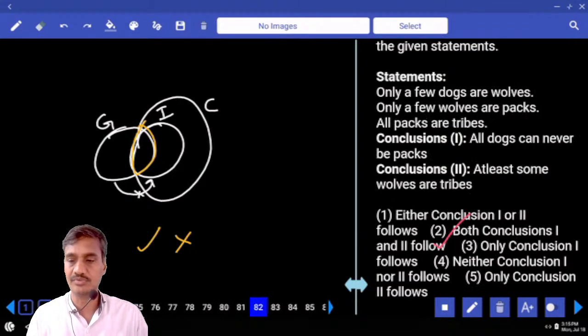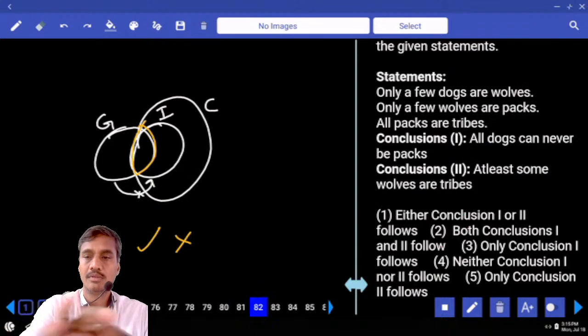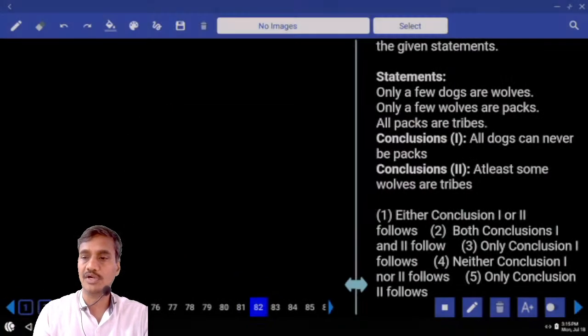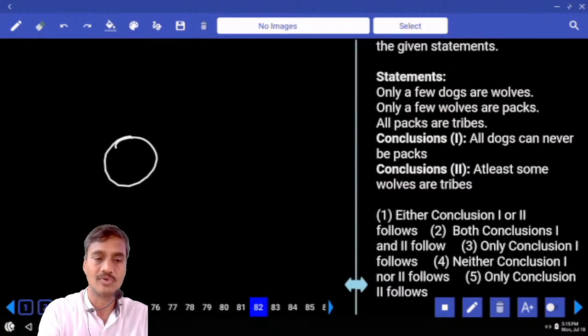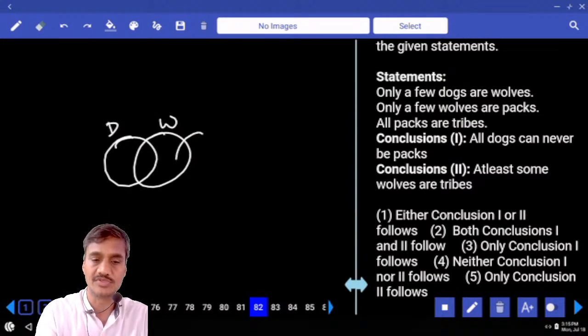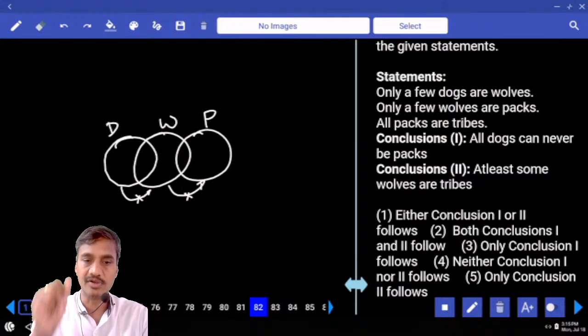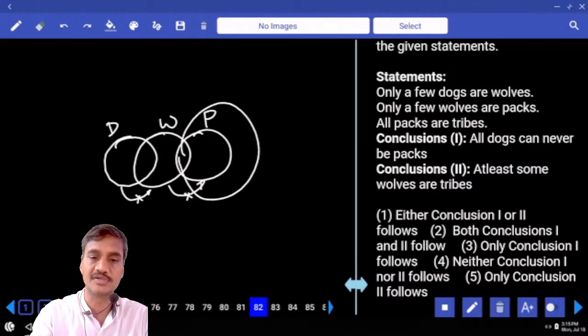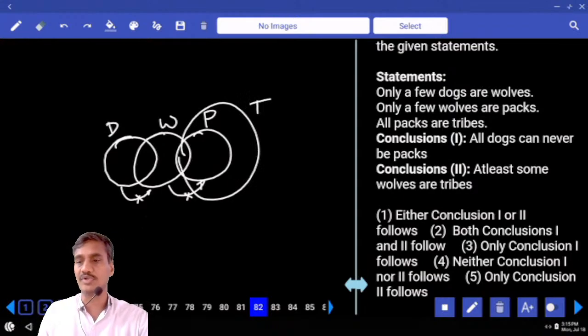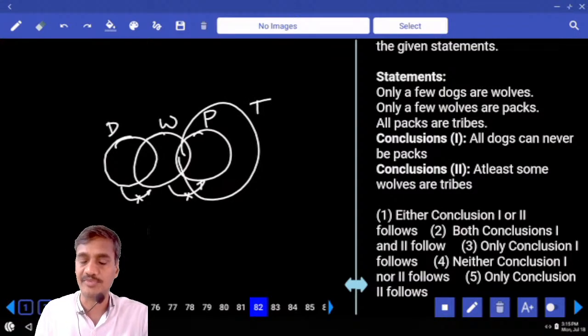The next one, 82. Now in this 82, only a few dogs are wolves. Only some of the dogs are wolves, and only a few wolves are pigs, packs, and this entire dog cannot be a part of wolf, and all these wolves cannot be a part of this pack. And all these packs are tribes. And coming to this one, all dogs can never be packs.